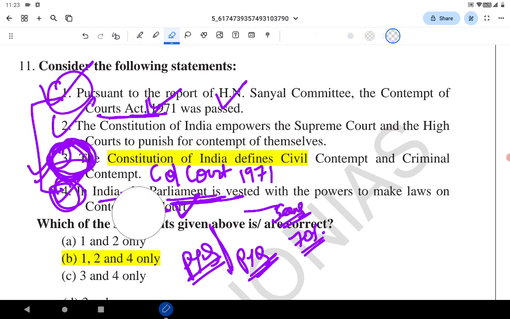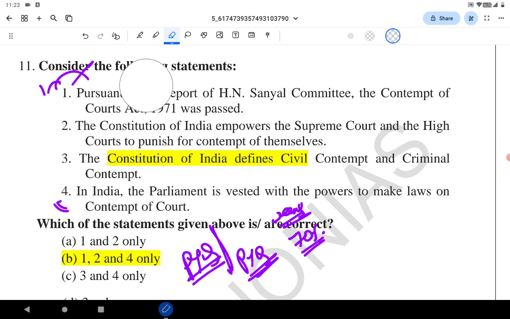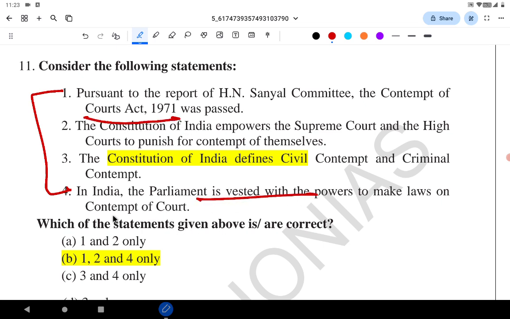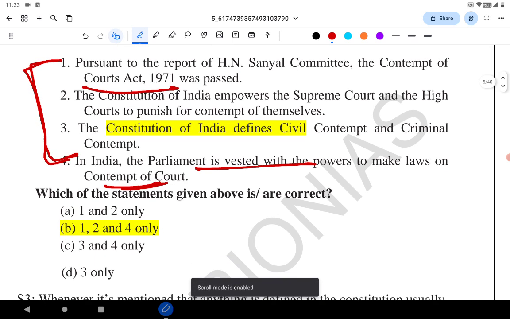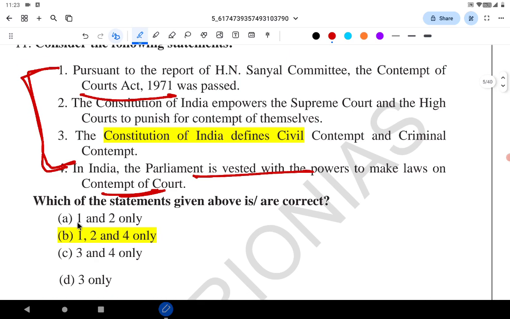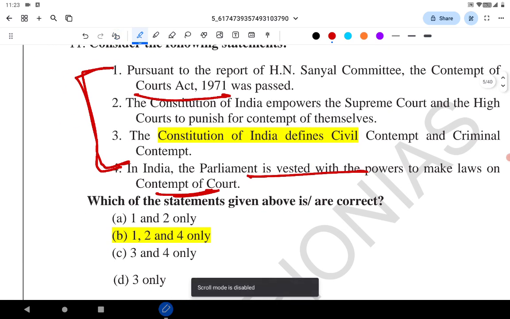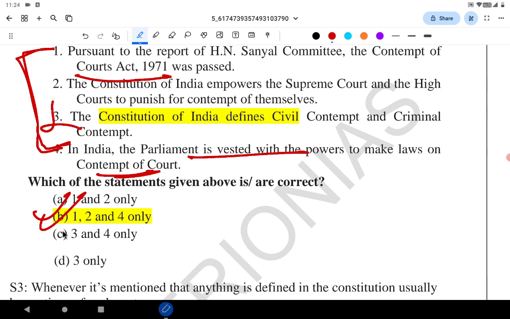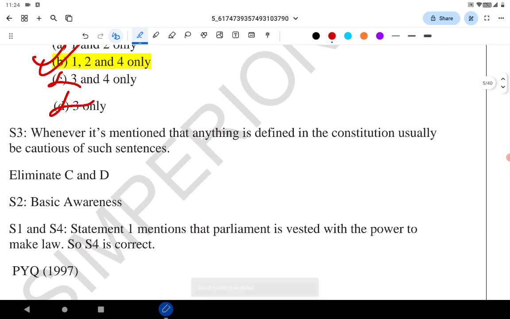I'll erase this once. Statement 1 and statement 4, they are complementary. Here it says Contempt of Court Act, here it says Parliament is vested with power to make laws on contempt. So 1 and 4 have to be together. Now come to the options, a kind of elimination, where 1 and 4 are together. Only this. You know this now. Such statements will usually be wrong. Gone. So please develop this MCQ solving mindset by going through the PYQ.